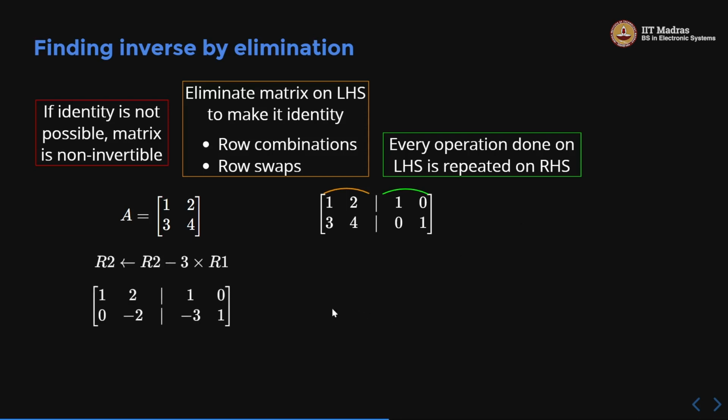Okay, so here is what we do. So how do you make this identity? Here is my pivot. I have my first pivot. I have to make everything below the pivot 0. So this 3 has to become 0. So what do I do? I make R2 as R2 minus 3 into R1. Okay, this is the first step.